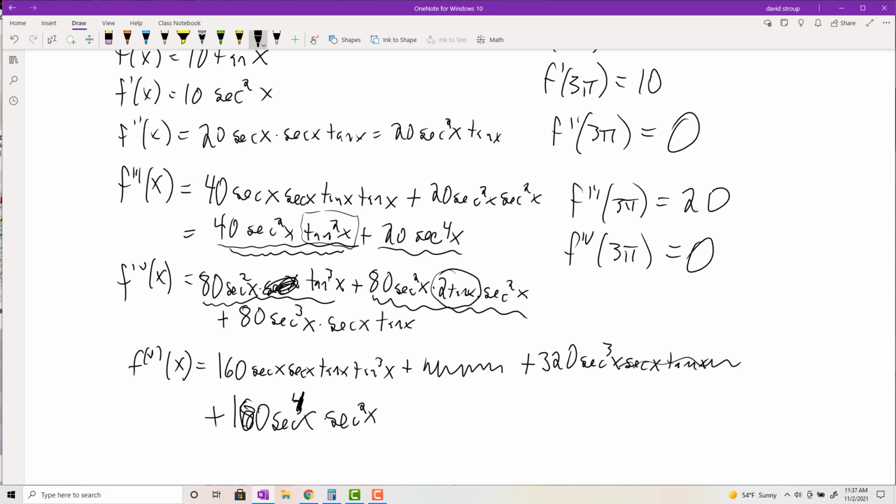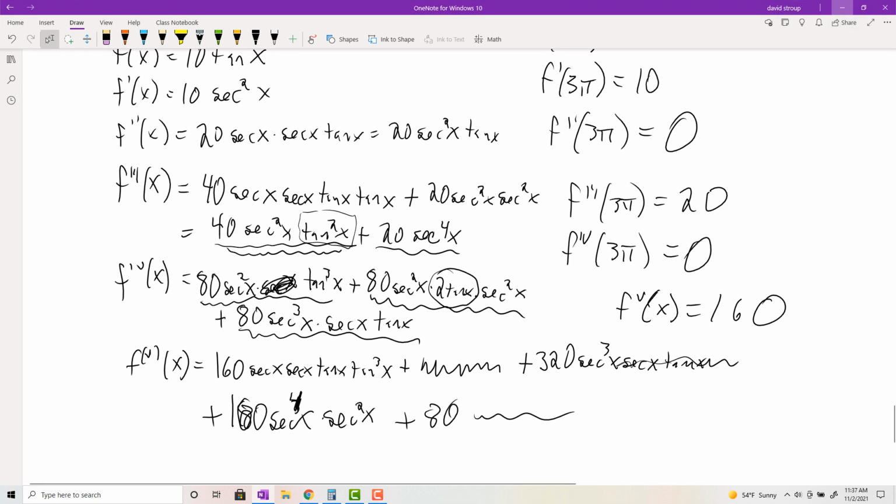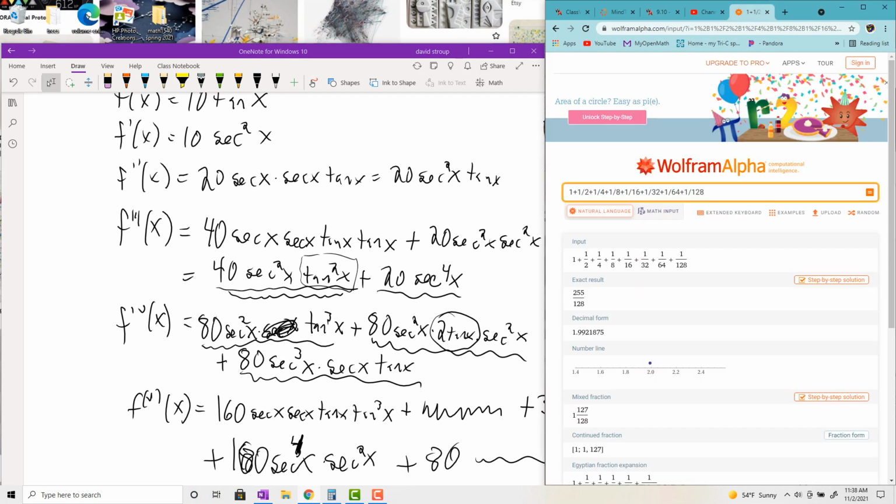So that would be positive, and it's 160, way out at 160. If you take the derivative of the secant part, you're going to get factors of tan, and then when you take the derivative of tan, you're going to get another 80. What a nightmare. Let's just go to Wolfram and see what they say is the fifth derivative, because I'm not trusting myself at this point.